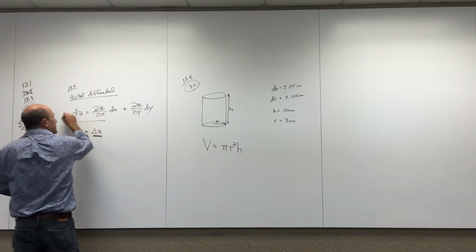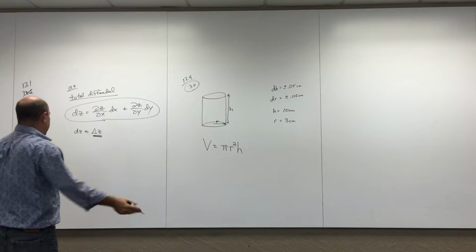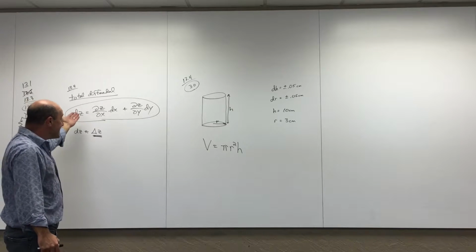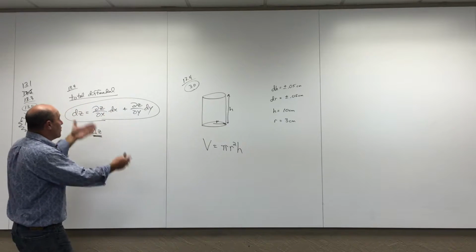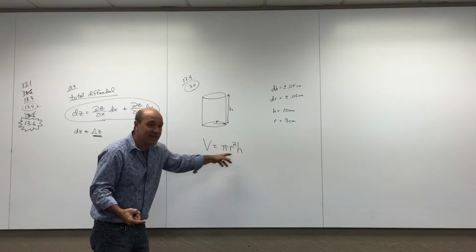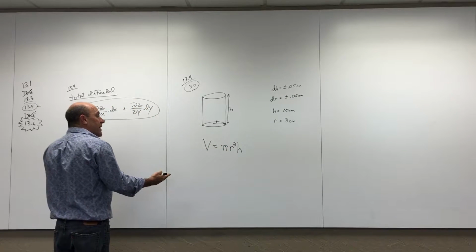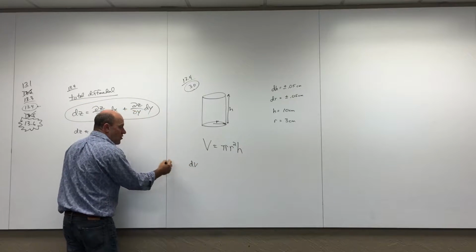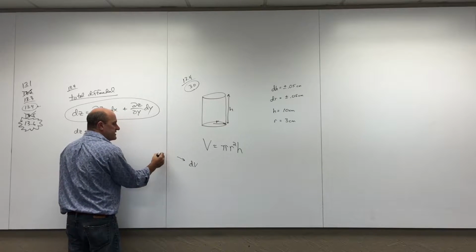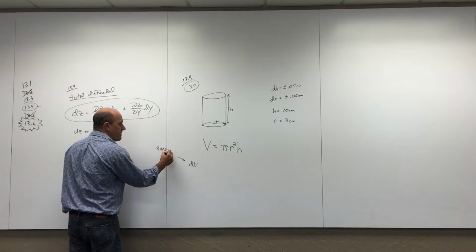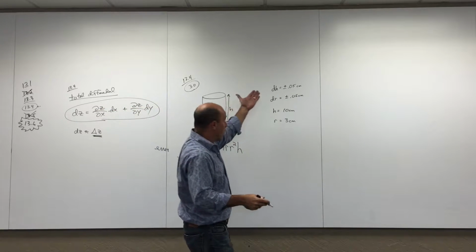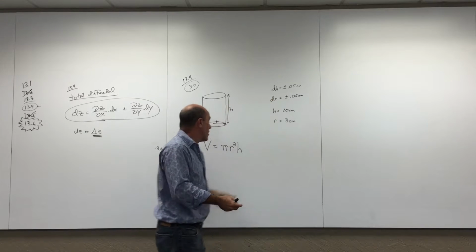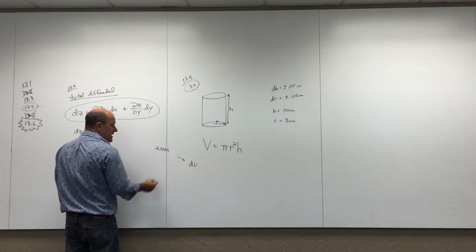So we're using this, except I'm using it with these letters. Who's playing the role of my z here? That's v. Who's playing the role of x and y? I believe that's r and h. And I'm going to find dv. dv is the error in measuring the volume. When I read the error for h, I called it dh. When I read the error for r, I called it dr. The error for the volume is dv.